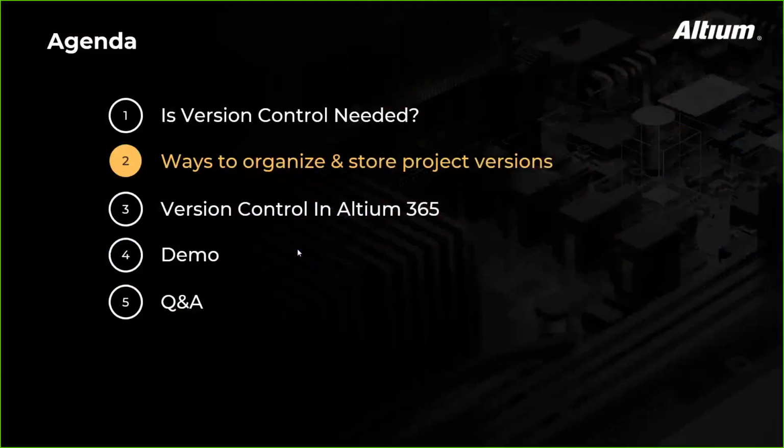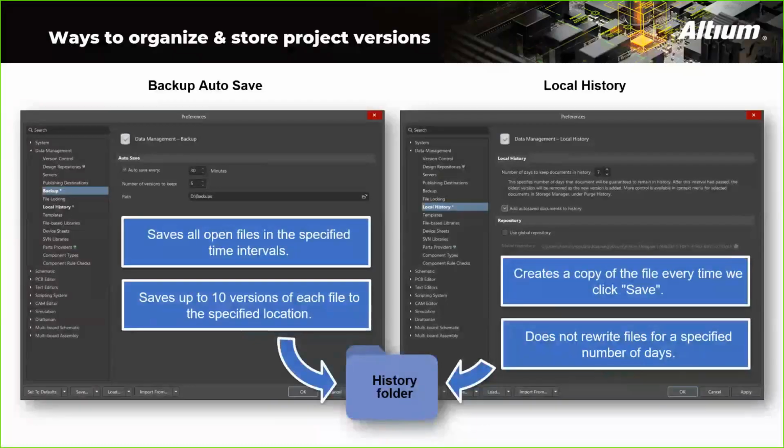Now let us discuss ways to organize and store your project revisions. The first tool is intended for disaster recovery. So if your computer unexpectedly shuts down, you will have these files, and you are able to store up to 10 versions of each file type.